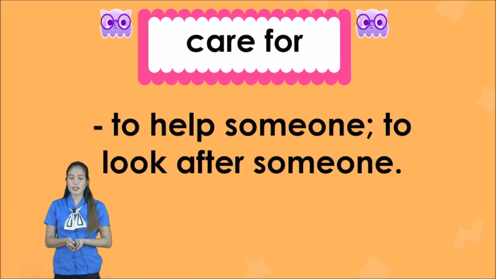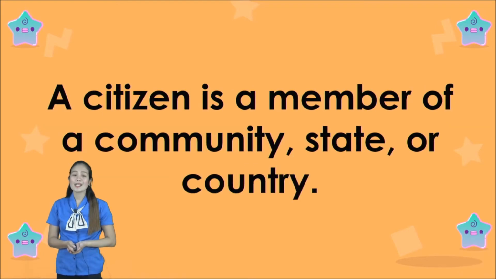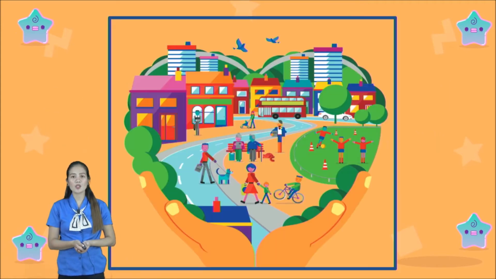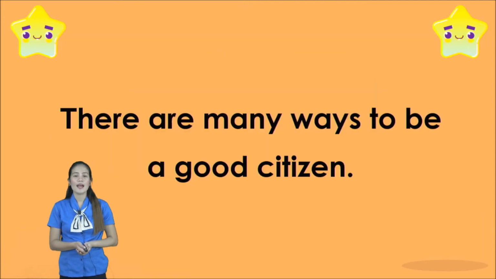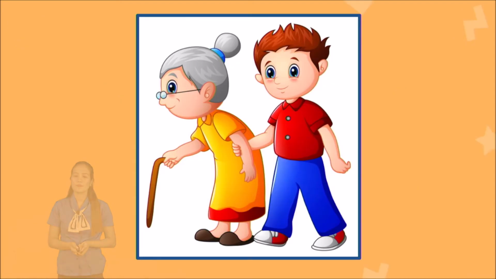And then, kids, let's listen to the passage. Everyone lives in a community. People in communities need to be good citizens. A citizen is a member of a community, state, or country. Look at the picture. There are many ways to be a good citizen. A good citizen respects others, and treats others as they would like to be treated.